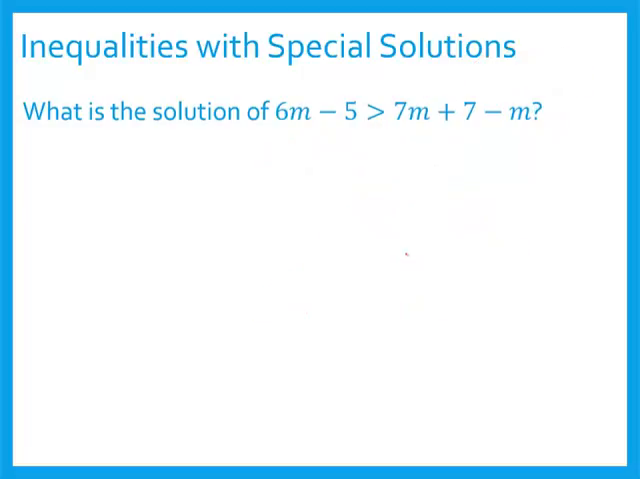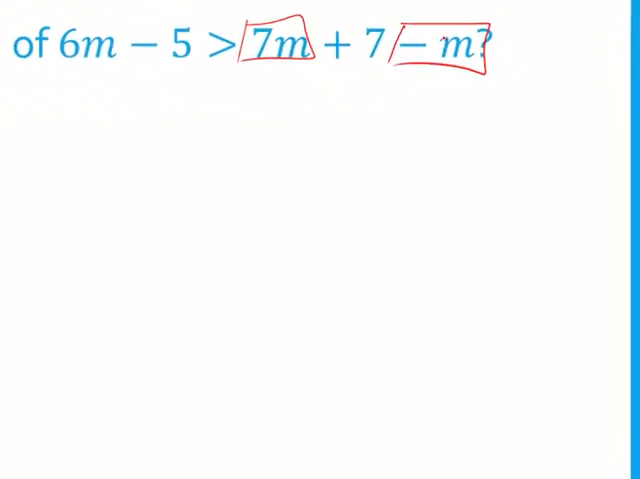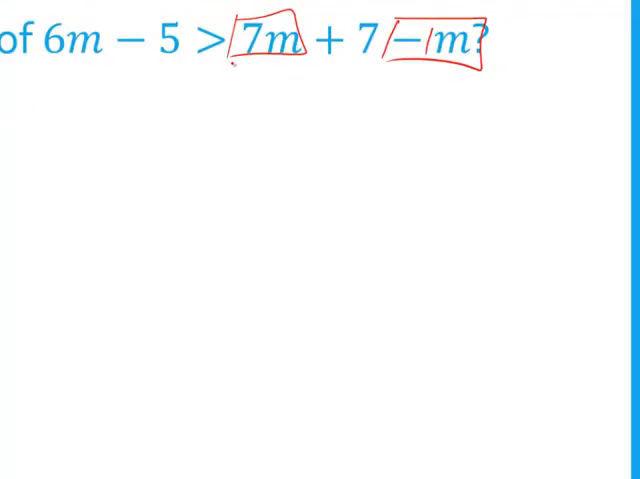Okay, last example, example 5b. We have 6m minus 5 is greater than 7m plus 7 minus m. So first step, we don't need to distribute anything because there's nothing to distribute, there's no parentheses. Next, we need to see if we need to combine any like terms. So we have the 7m and then negative m on the same side. So we can combine those. That's a negative 1m. So adding this together, 7 plus negative 1 is 6. So 6m plus 7 is on that side. 6m minus 5 is on the left side.